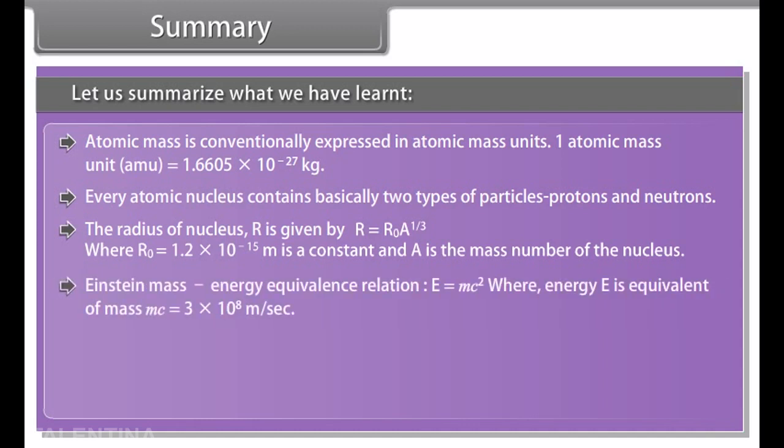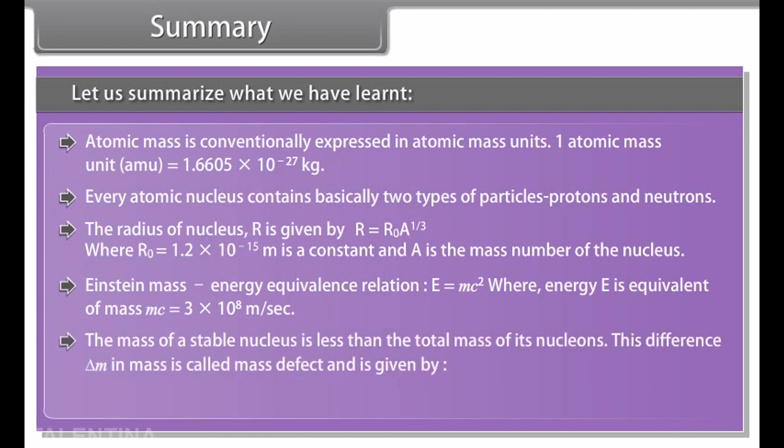Einstein mass-energy equivalence relation, E = mc², where energy E is equivalent of mass m. C is the velocity of light in vacuum, that is 3 × 10^8 meter per second. The mass of a stable nucleus is less than the total mass of its nucleons.